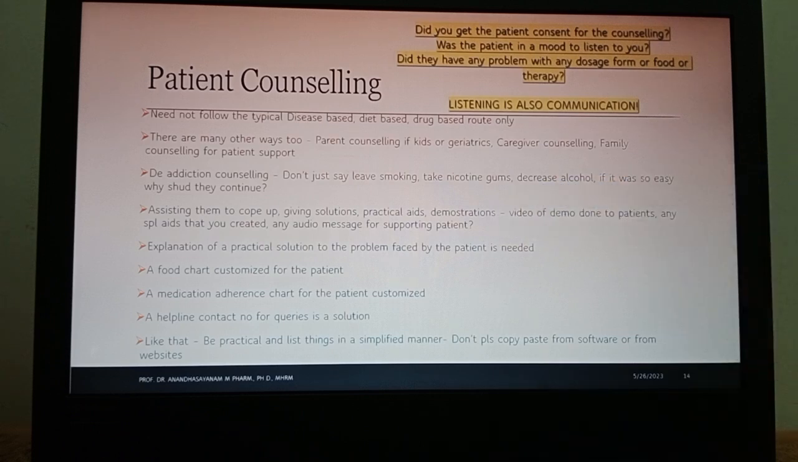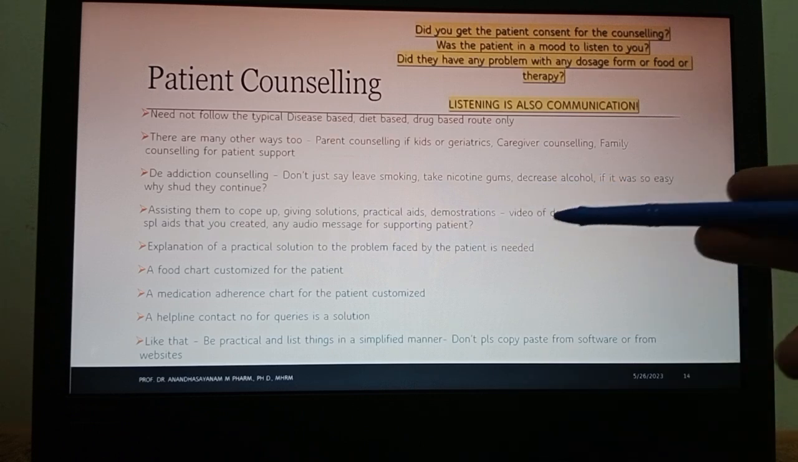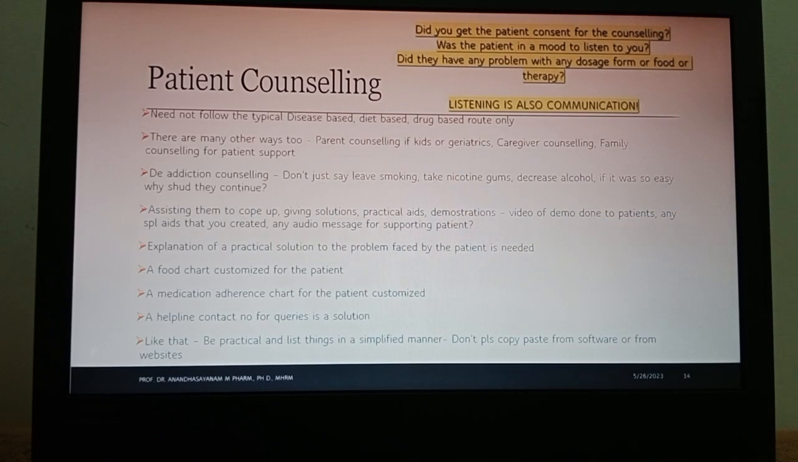How to use the inhaler demonstration. You make a video by demonstrating it to the patients. You make a video of yourselves. Keep those videos ready and send those videos again and again to the patient.